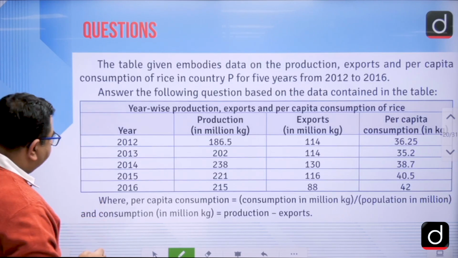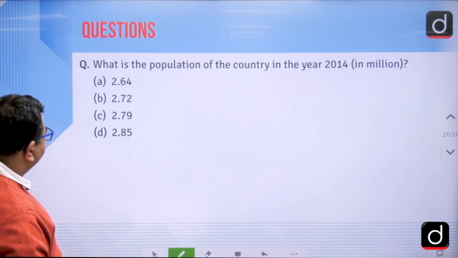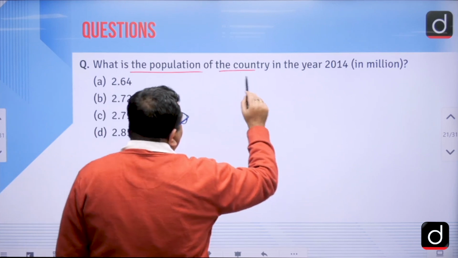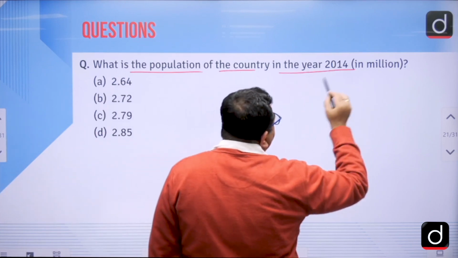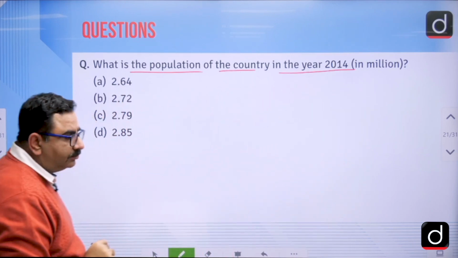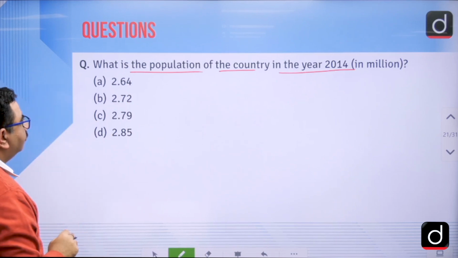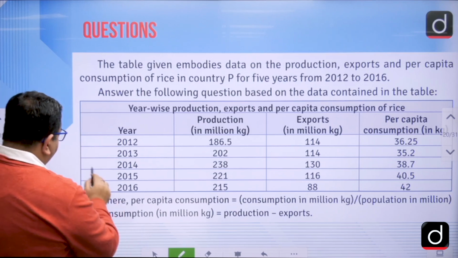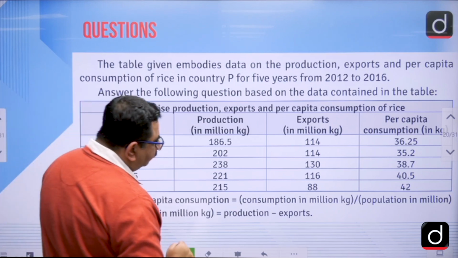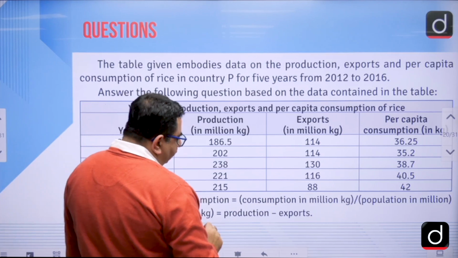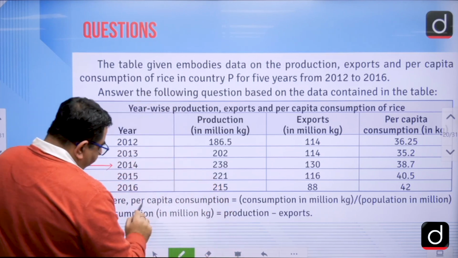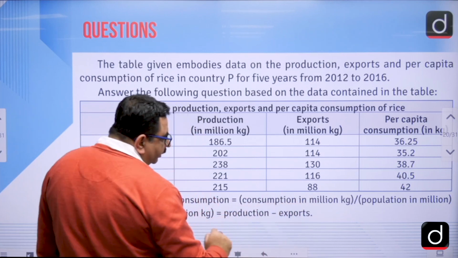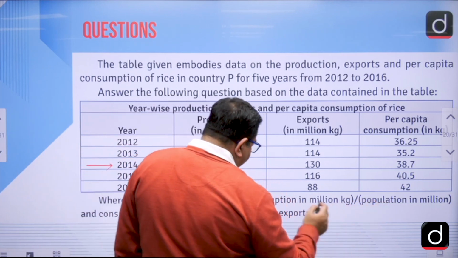Now again the same data. Let's see what's the question. What is the population of the country in the year 2014 in millions? So in 2014 we have to find the population. This is given that per capita consumption is equal to consumption in million kg divided by population, right?